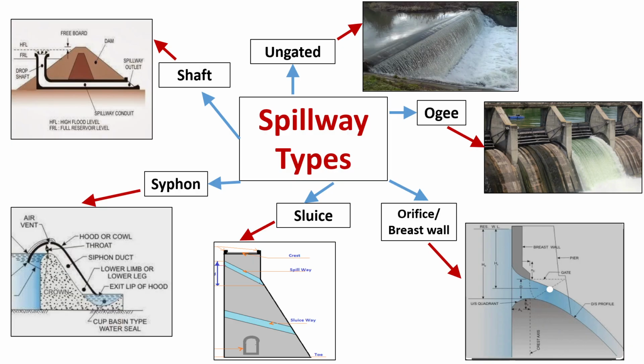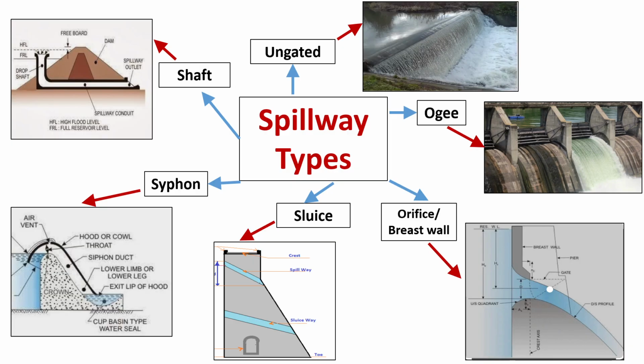Now we have to fix the spillway type and its dimensions. There are different types of spillways. If the flood is less and there is enough space and dam height is less, we can go for ungated spillway. As seen in the image, length will be more and discharge will be less.